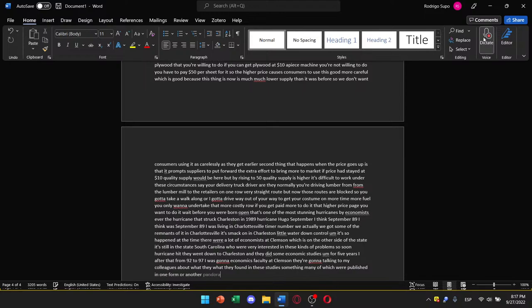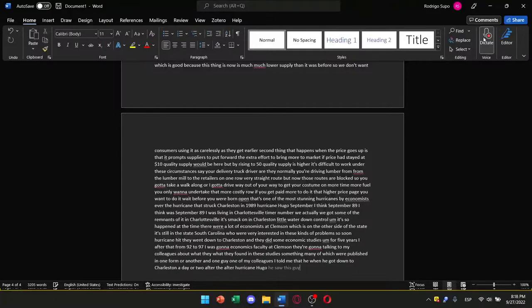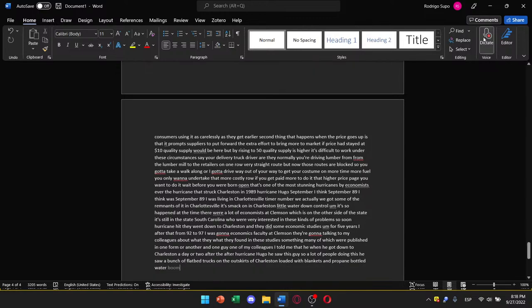One of my colleagues told me that when he got down to Charleston a day or two after, there were people loaded with blankets and propane, bottled water, canned food, selling these things off their flatbed trucks at really high prices, equivalent to $50. And people were booing them, but they were buying stuff. That's the only way you could get it.